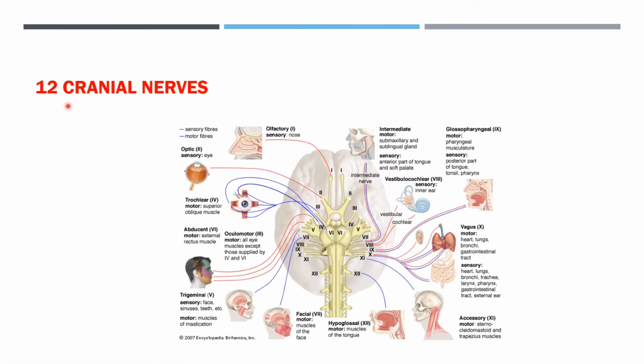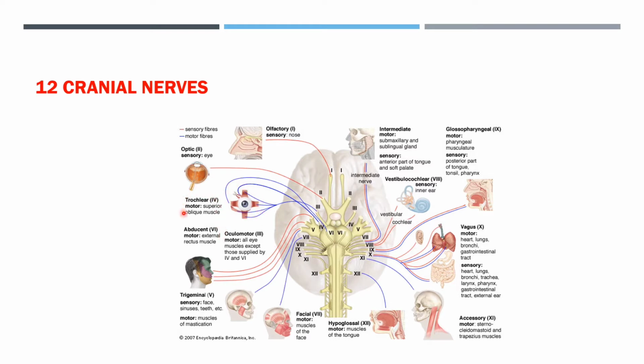In total, there are 12 cranial nerves. The first one is the olfactory nerve. Its function is to carry the sensation of smell. Second is the optic nerve. The name itself suggests it carries the sensation of vision. Third is the oculomotor nerve. It supplies the eyeball muscles, so that is why it helps in the movement of the eyeball.